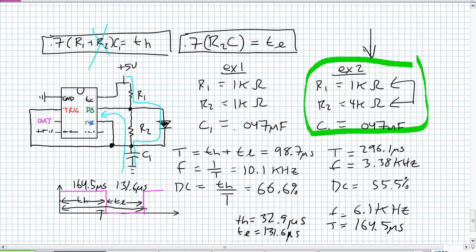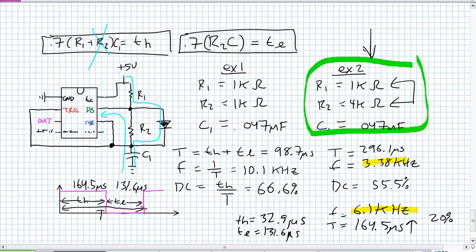What's your final duty cycle with that magic diode in there? 20%. So you got something substantially less than 50%. But be aware, look what happened to that frequency. That frequency is not the same. Let's say you needed something that was 20% at 3.38 kilohertz. You can't just take that diode. There's a bit of interplay between these components.